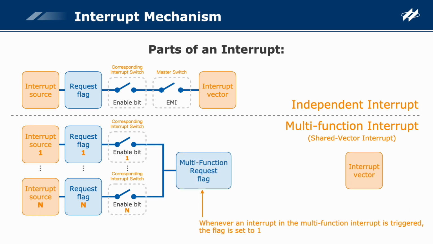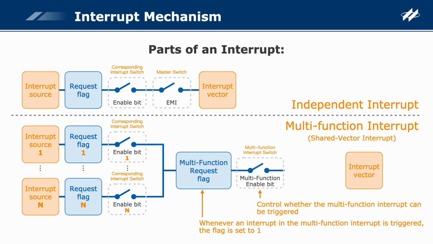There is also a multifunction request flag, which is set to 1 whenever one of the interrupt sources in a multifunction interrupt is triggered. At the same time, there is a multifunction enable bit, which is like the master switch of the multifunction interrupt family, controlling whether the multifunction interrupt can be triggered. In addition, the multifunction interrupts are also controlled by the global interrupt enable bit (EMI).